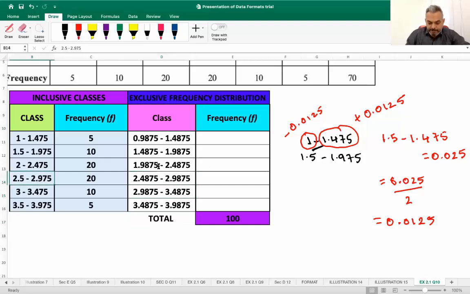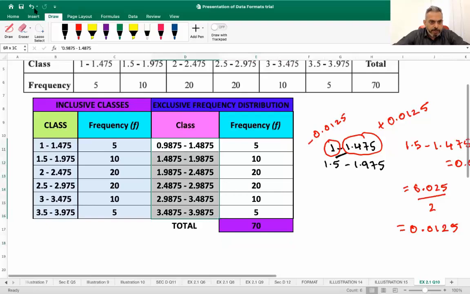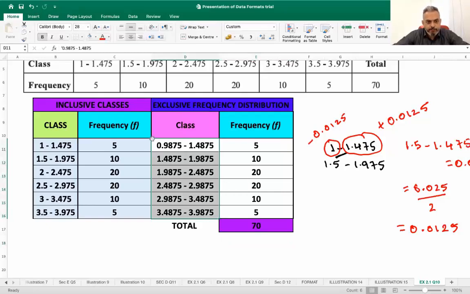Anyone can check. Let's say 2.5 minus 0.0125, 2.4875 has come. So in this way we make all the classes. Frequency, total 70. Now this is important. Please be careful because we have to go up to 4 decimal points. So please be careful while you do this.